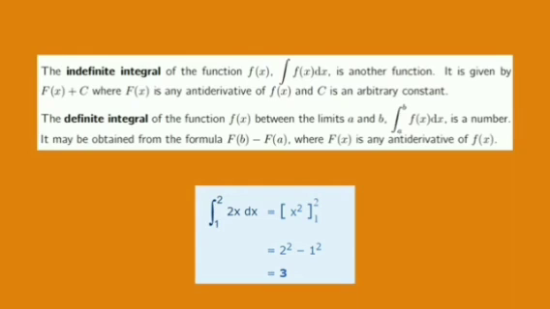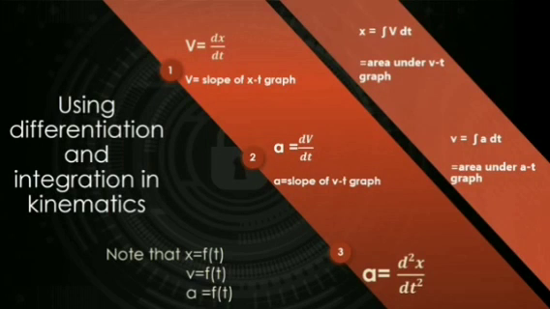You have to remember, upper limit minus lower limit for definite integrals, which applies when limits are given to you. In kinematics, we will always be taking distance, displacement or position as a function of time. Then I can find the velocity as dx by dt, that is instantaneous velocity, which from the graph is the slope of the x-t graph. Similarly, if velocity is a function of time, I can find acceleration as dv by dt, which is the slope of the v-t graph.